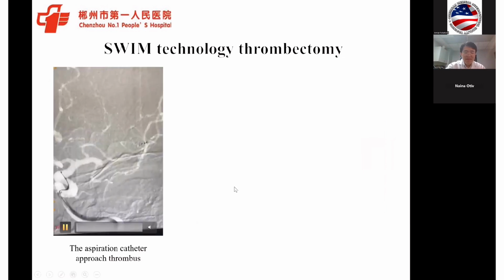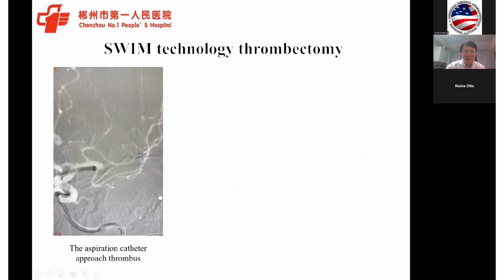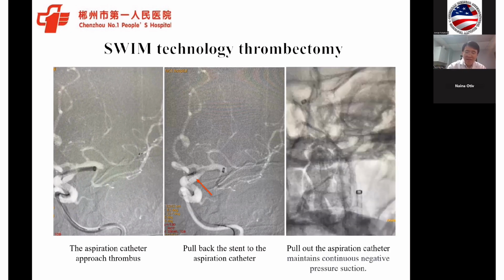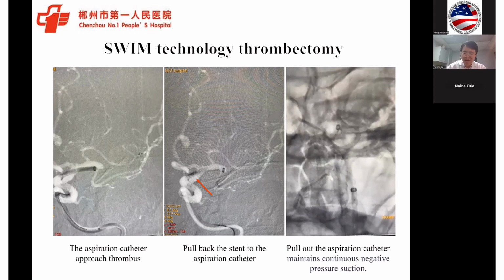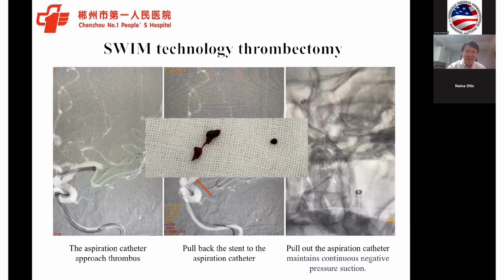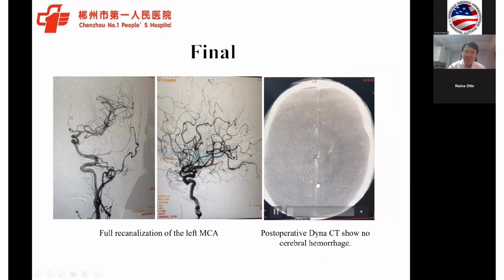This is the aspiration catheter approaching the thrombus. And then we pull back the stent into the aspiration catheter. And last, we pull out the aspiration catheter and maintain continuous negative pressure suction. And this is the thrombus. And the final result has full recanalization of the left MCA. And the post-operative CT has shown no cerebral hemorrhage.